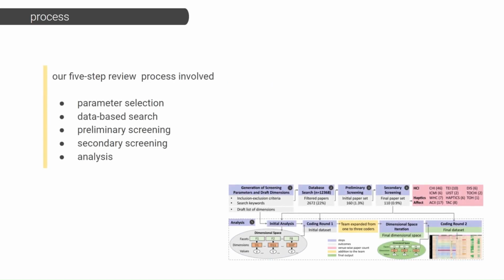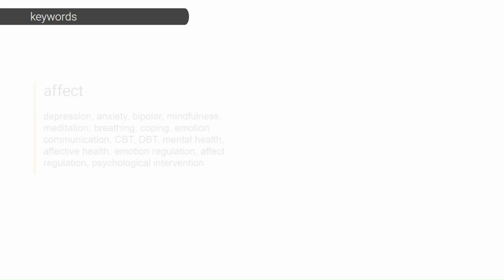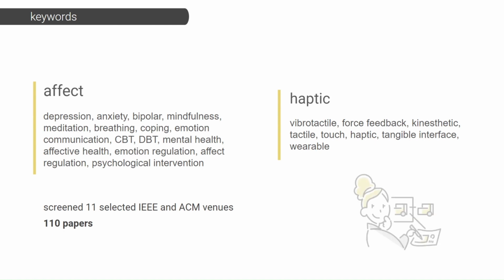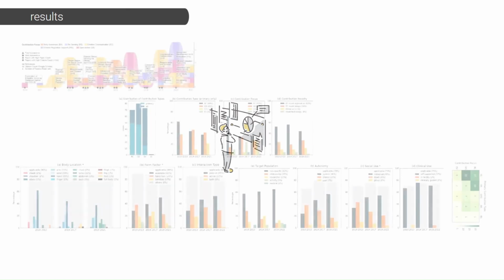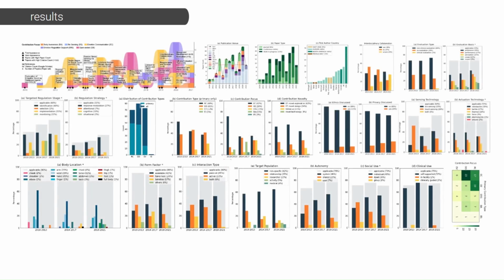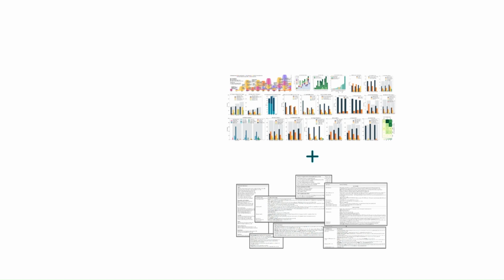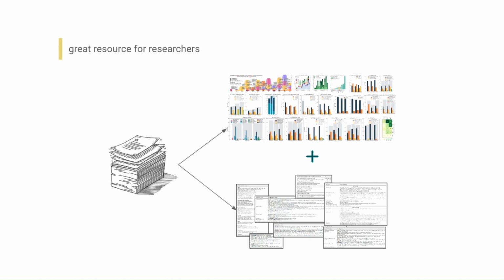Through our 5-step review process, we filtered, screened, and coded the papers. Our keywords were a combination of affect and haptic terms, using which we screened a paper database of 11 selected IEEE and ACM venues, resulting in 110 papers. My co-authors and I coded these papers together while drawing consensus to ensure rigor. And thereafter, we analyzed this curated dataset in all possible ways, plotting trend graphs, drawing comparisons between different dimensions, and organizing the information we found in thematically arranged tables. All of which serve as an excellent resource for an individual like me starting in the field.